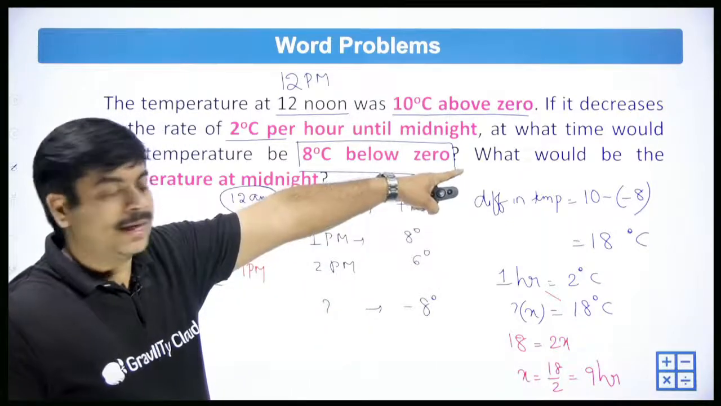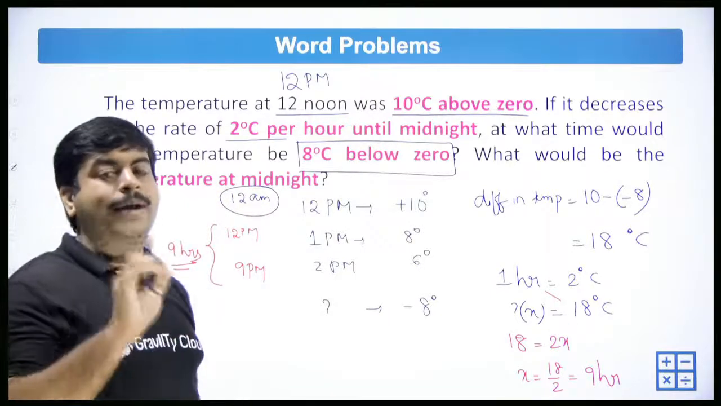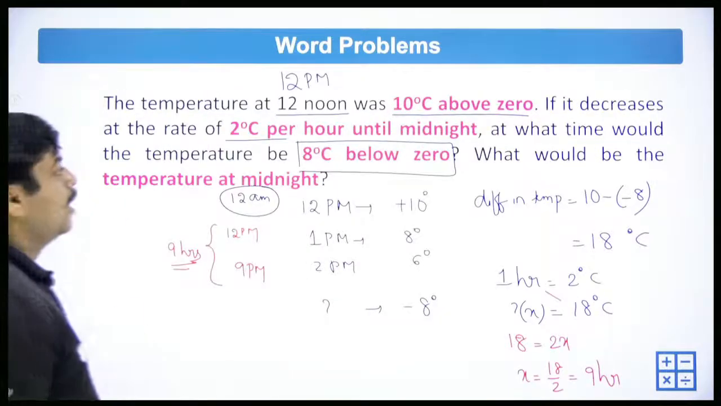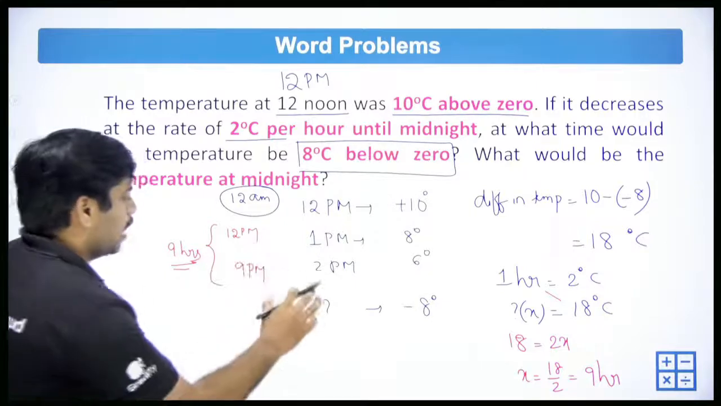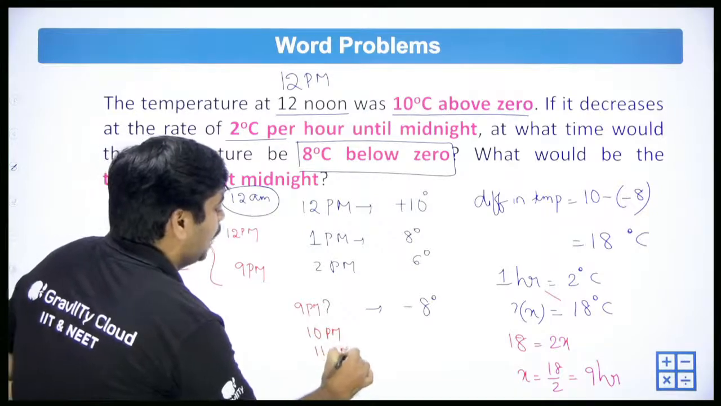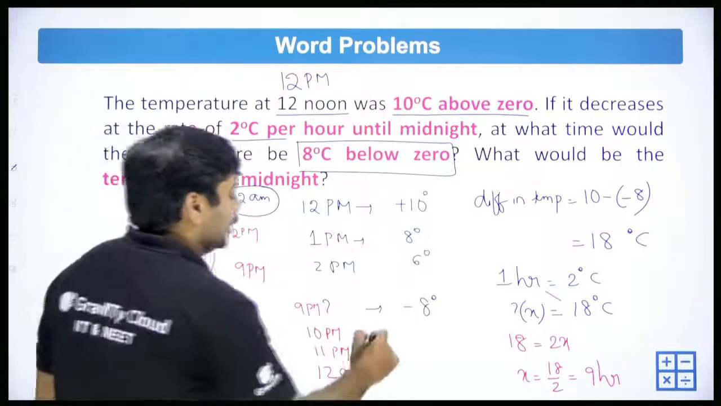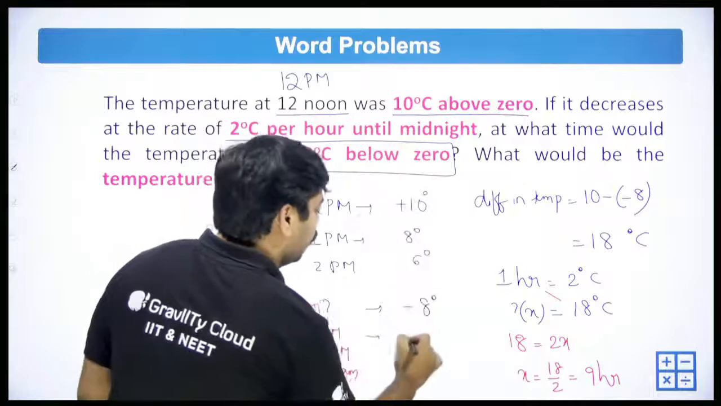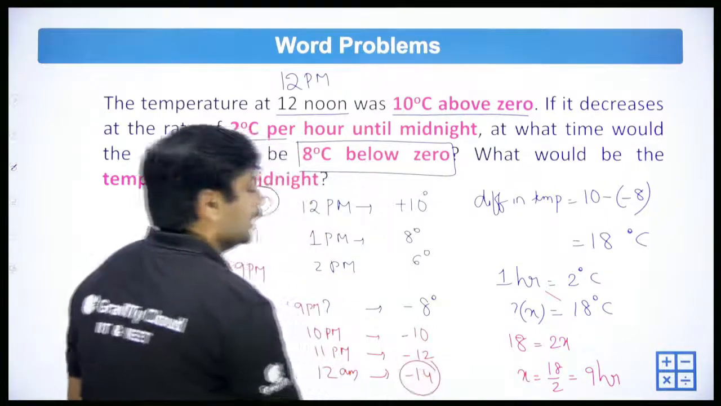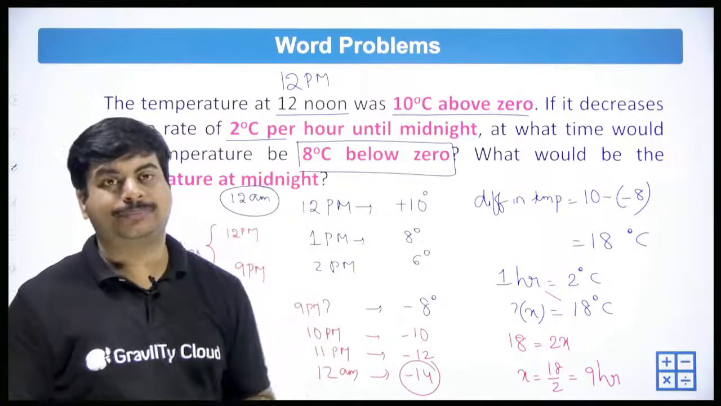There is one more part of the question. What would be the temperature at midnight? Midnight means 12 a.m. Let me see that once again. Okay. At 9 p.m. you're having minus 8. So 10 p.m., 11 p.m., and 12 a.m. It is minus 8 now. 2 degrees less, you will fall to minus 10. 2 degrees more, minus 12. 2 degrees more, minus 14. So at midnight, the temperature will be minus 14 degrees Celsius.